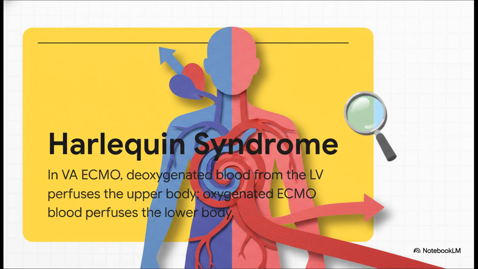At the exact same time, the ECMO circuit is pumping perfectly oxygenated blood retrograde, or backwards, up the aorta from the femoral artery. These two different blood streams meet, and they create what we call a mixing zone, or a watershed. The huge danger here is that the deoxygenated native blood perfuses the coronary arteries and the great vessels supplying the brain, while the well-oxygenated ECMO blood goes to the lower body. The patient is literally blue on top and pink on the bottom.